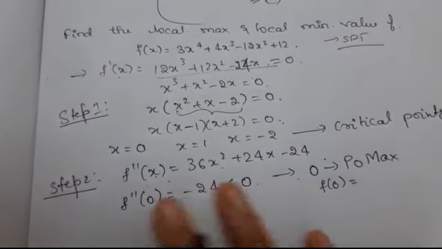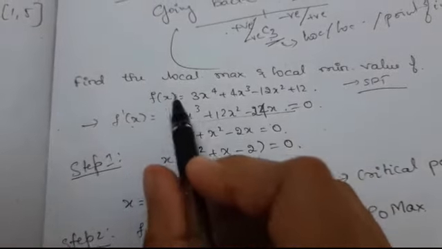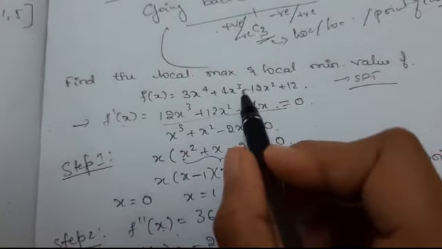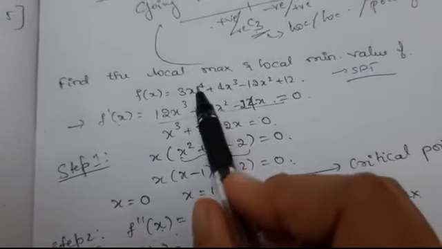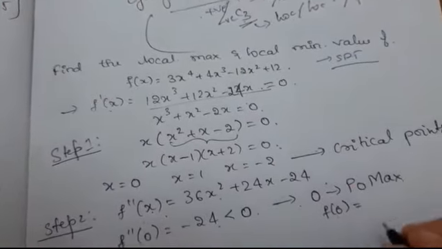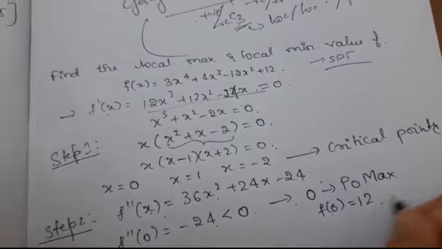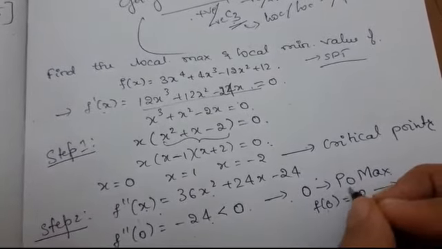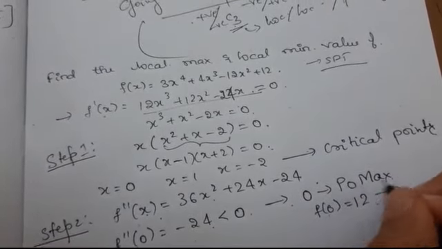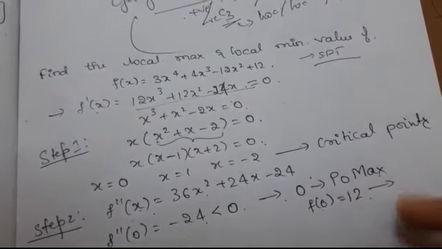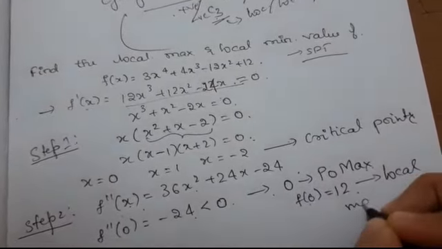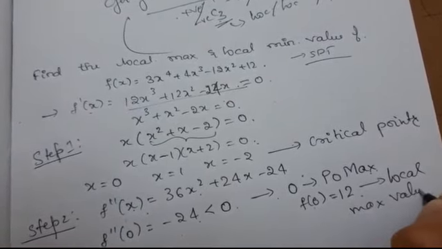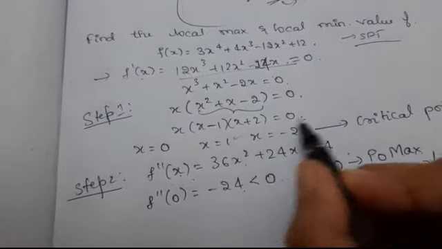So what is f of 0 here? The function is f of x equals 3x square plus 4x cube minus 12x square plus 12. If I input x equal to 0, these three terms are equal to 0. So f of 0 is equal to 0. So if this is a point of maxima, or local point of maxima, then this is a local maximum value. Similarly, we need to check the other 2 points also.